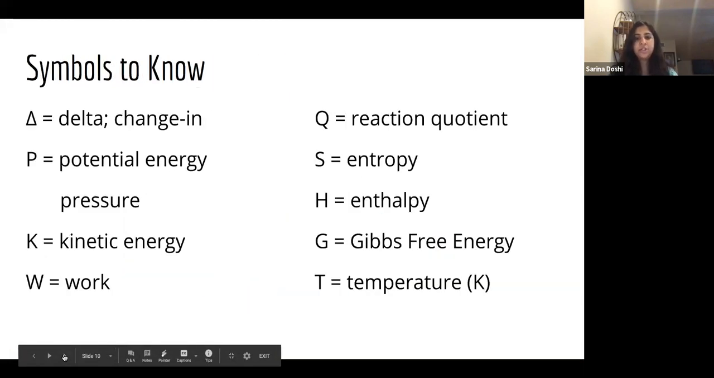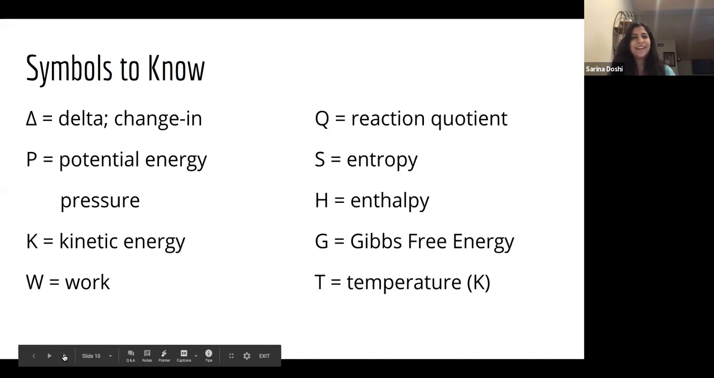And then T is temperature, and I put K in parentheses because K is the abbreviation for Kelvin, which is a unit of temperature measurement. So just as you have Fahrenheit and Celsius, you will use Kelvin. In AP Biology, you might be introduced to Kelvin, and the conversion between Celsius and Kelvin is very, very easy. You just add, I think it's 273.